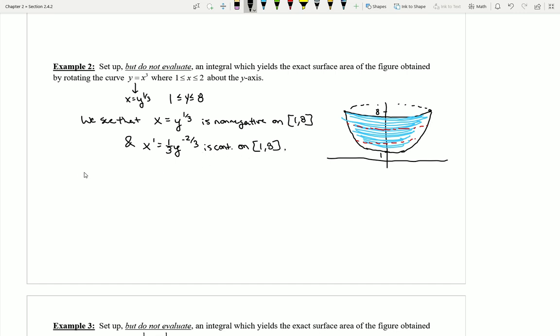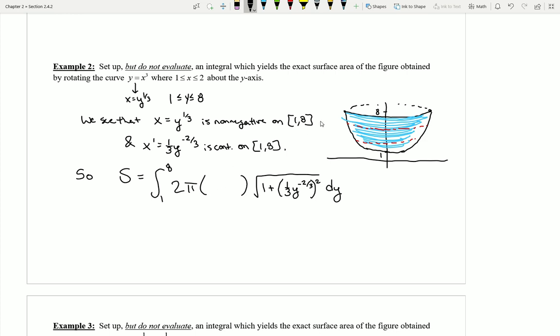So because of this, I know I can set up my surface area. But again, since my frustums are stacking vertically, this will be by default a dy question. I'll start by setting up my arc length portion at the back, which is the square root of 1 plus my derivative squared. At the front, I know I'm going to have 2 pi, and let me also fill in my bounds here. Bounds go from 1 to 8. I'm also then going to have this 2 pi, and then multiplied.